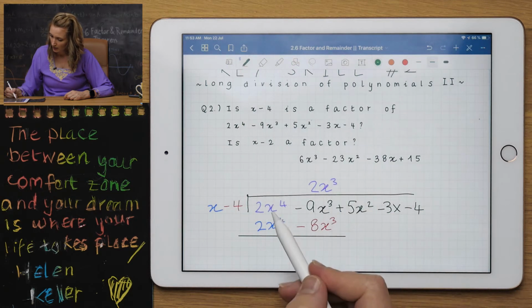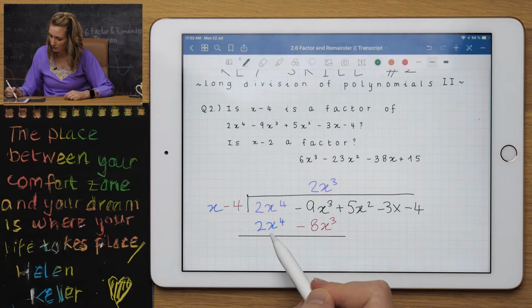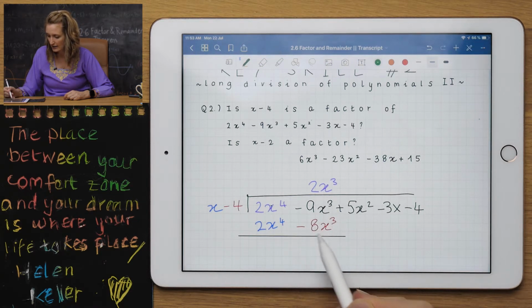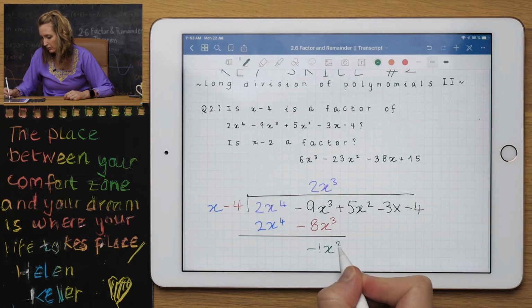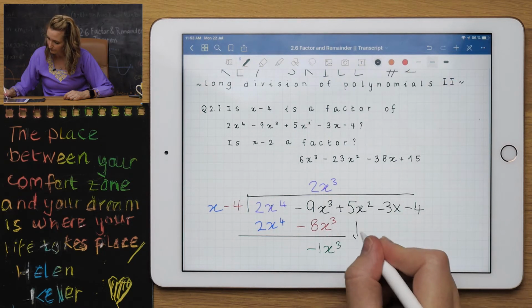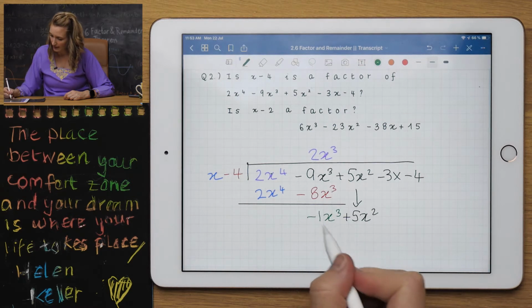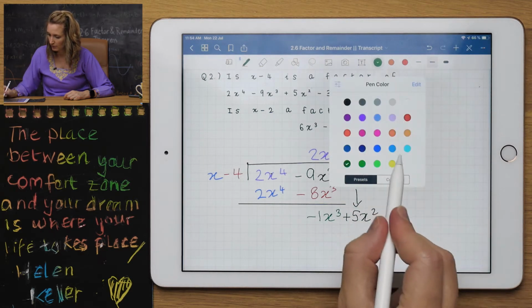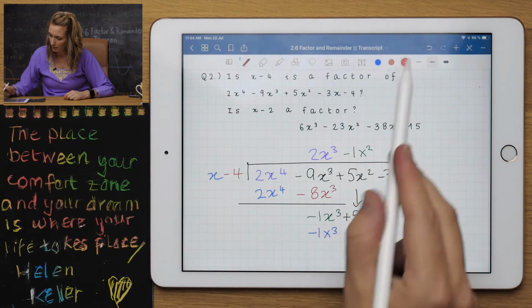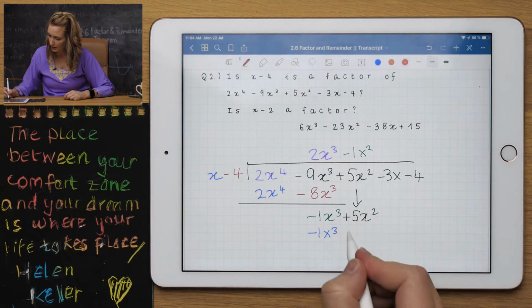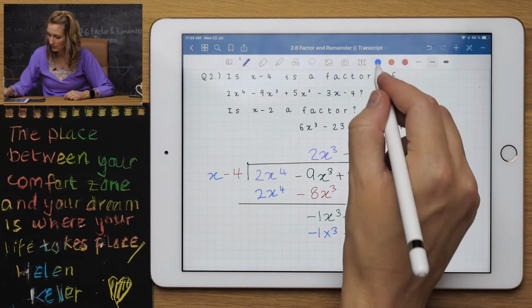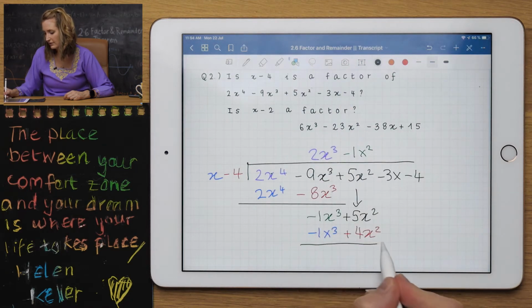2x to the power of 4, subtract 2x to the power of 4, nothing. Minus 9x cubed minus minus 8x cubed is minus 1x cubed. We drag down. We start the next one by doing divide. Minus x cubed divided by x is minus 1x squared. Multiply and multiply again, minus 4. That double minus will make us a plus 4x squared. Subtract. You can see we can go a little bit faster now. We've got the idea.